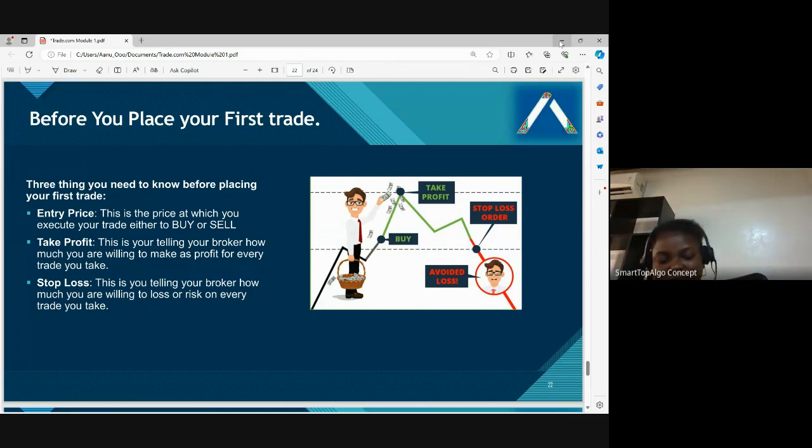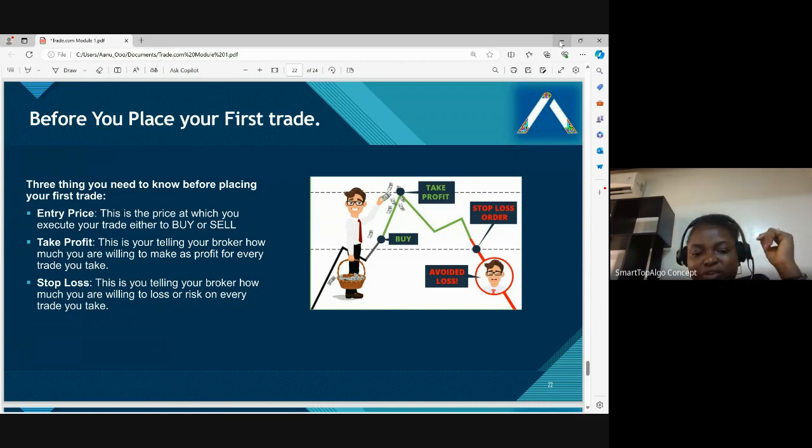The stop loss is you telling your broker how much you are willing to lose or risk for every trade you take. So, before you place your trade, you should be able to ask yourself, at what point do I want to enter? And at what point do I want to come out? Remember, you're coming out either in profit or in loss. Now, the moment you cannot give an answer to these questions, then you are gambling. You're not trading, you are gambling.